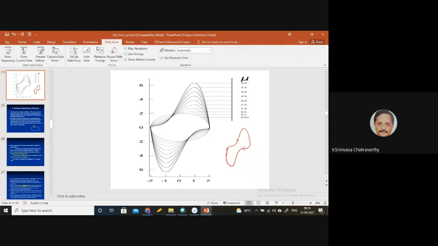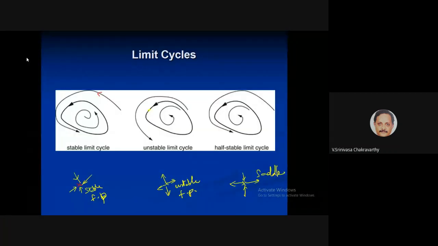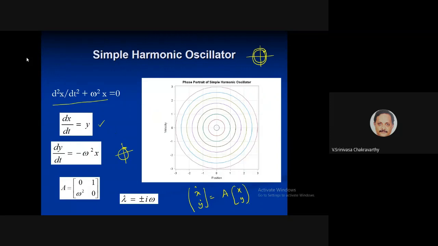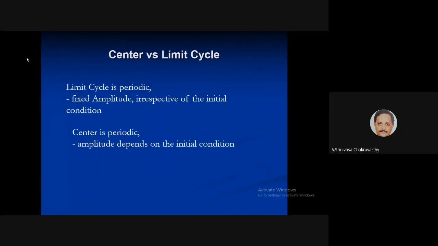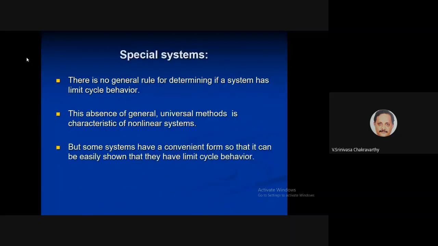So coming to the limit cycle discussion, we began with the definition of limit cycles. There are 3 kinds: stable, unstable, and half-stable limit cycles. And we also said that there is an important difference between the simple harmonic oscillator and a limit cycle. The simple harmonic oscillator is what is called a center in the classification of fixed points. It is periodic, but the amplitude depends on the initial condition, whereas in the case of a limit cycle, the amplitude is fixed irrespective of the initial condition. It has all these properties, so we have seen that.